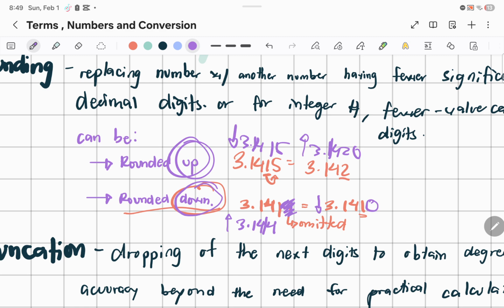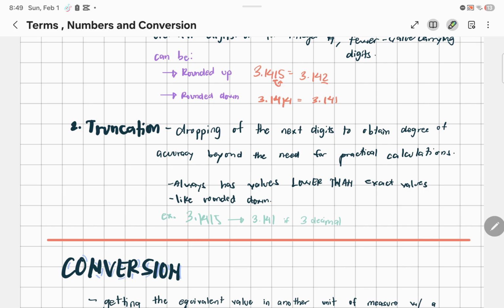Okay, next approximation is truncation. The dropping of the next digits to obtain a degree of accuracy beyond the need for practical calculations. The word is dropping of the next digits. It always has values lower than the exact values, just like rounded down.